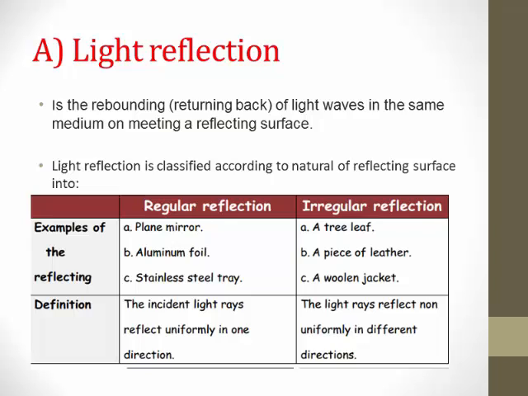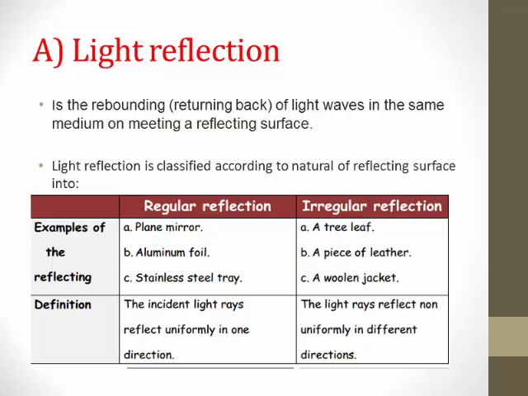So light reflection is classified according to the nature of the reflecting surface into how many types? I have two: either regular reflection or irregular reflection. Examples for regular reflection are a plain mirror, aluminum foil, and a stainless steel tray. But irregular reflection is like a tree leaf, a piece of leather, or a woolen jacket.